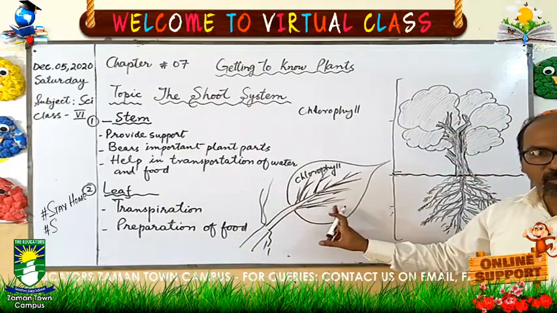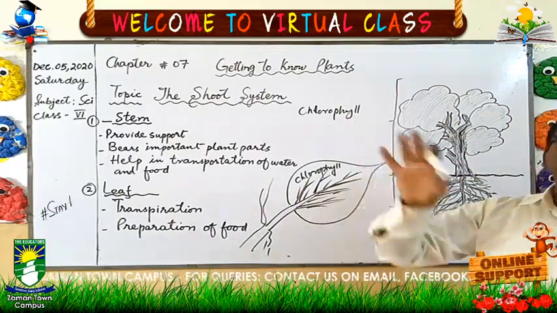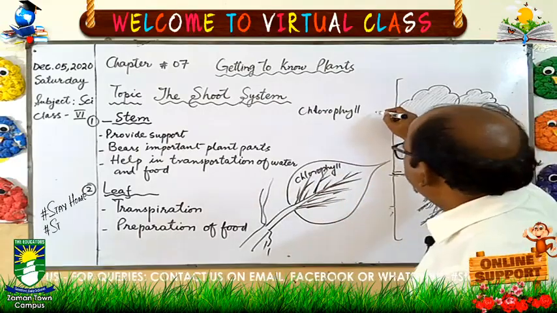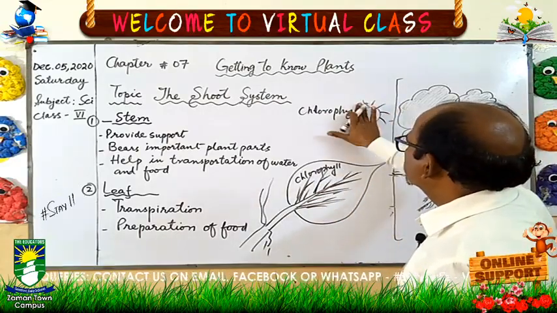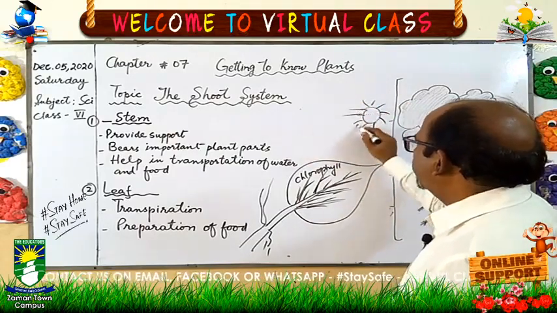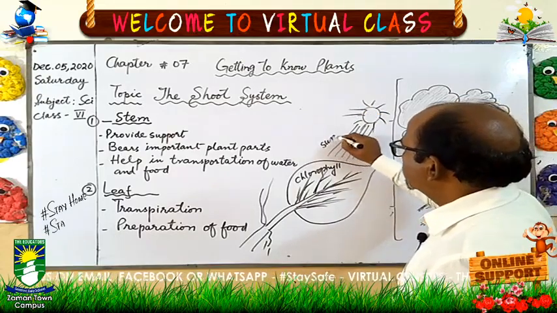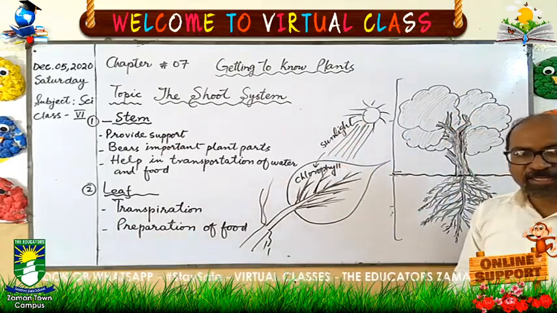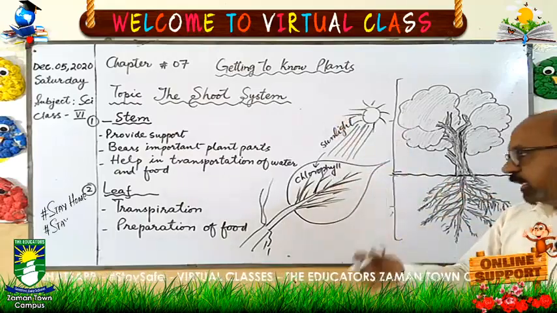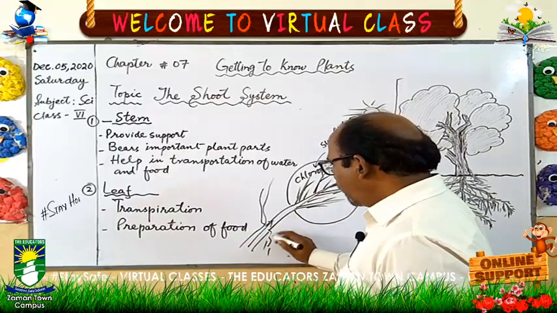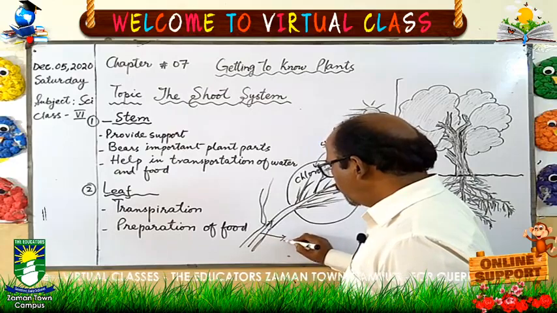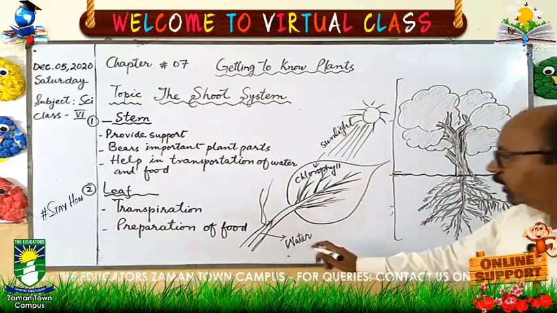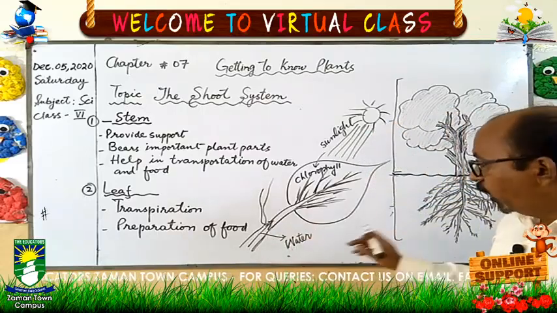In these leaves, chlorophyll is already present and it is performing its function of trapping the sunlight. For example, this is the sun. They take sunlight from the sun. And chlorophyll is a green color pigment which traps the sunlight. Now, the water. Water is absorbed through the roots and goes into the leaves. So water is coming from the soil. Water and minerals.